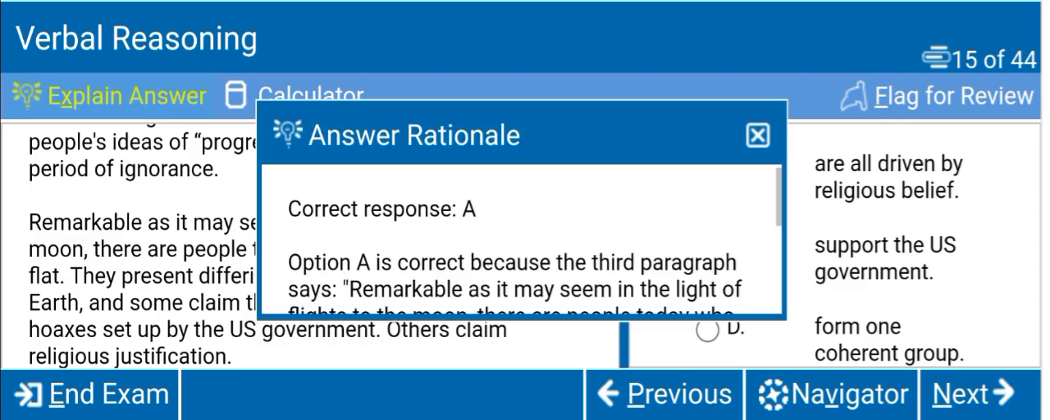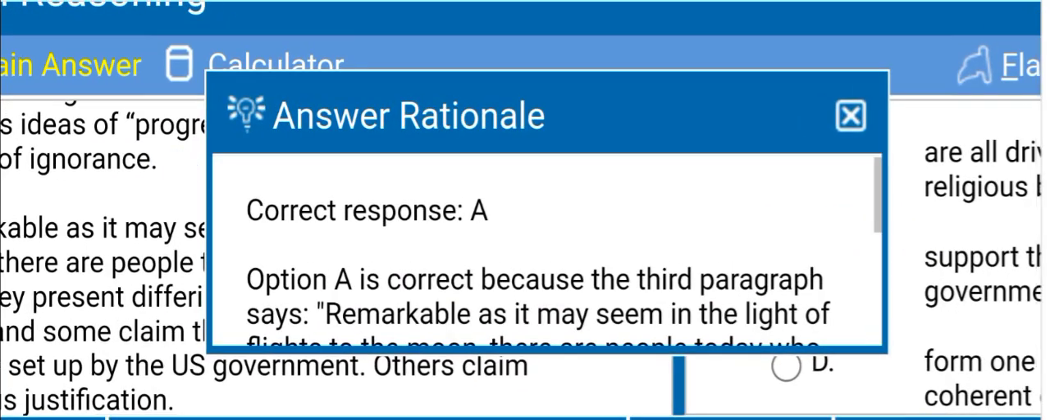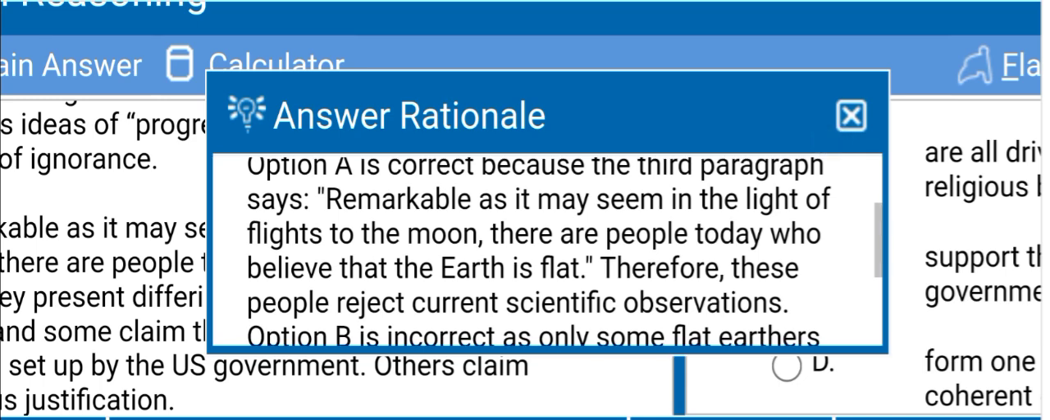Okay, so the correct response is option A, because the third paragraph says, remarkable as it may seem in the light of flights to the moon, there are people today who believe that the earth is flat. Therefore, these people reject current scientific observations.